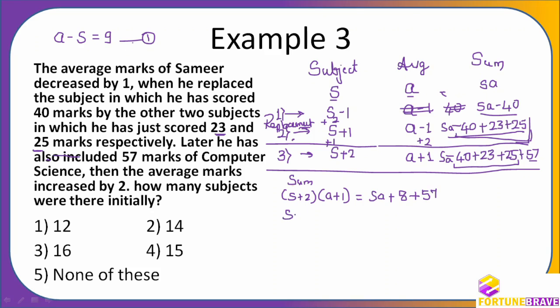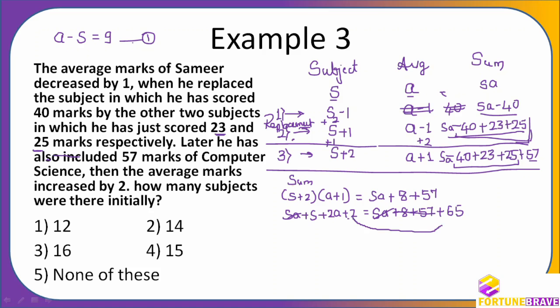S into A is SA, and S into 1 is plus S, plus 2 into A is 2A, and 2 into 1 is plus 2. So this will be what? Now we are going to cancel out. So SA will get cancelled. This also we will solve. I'll write it here, plus 8 plus 57 will be 65.